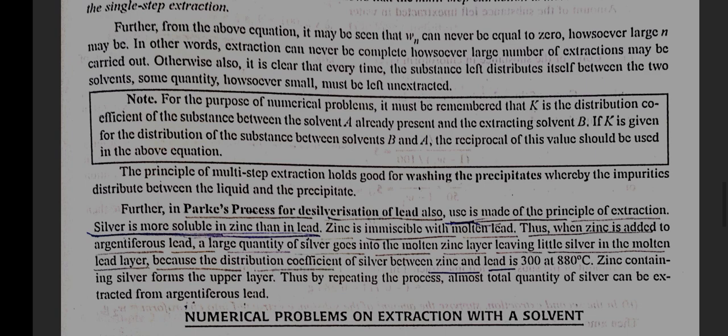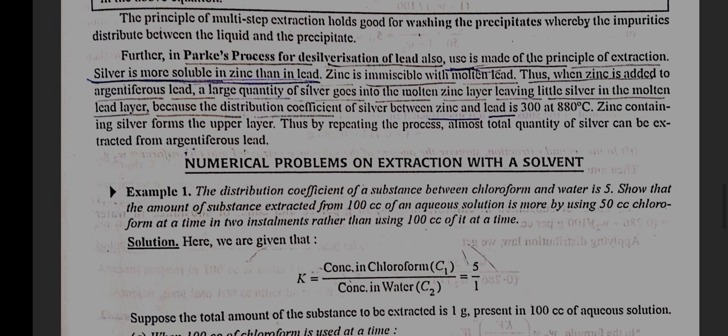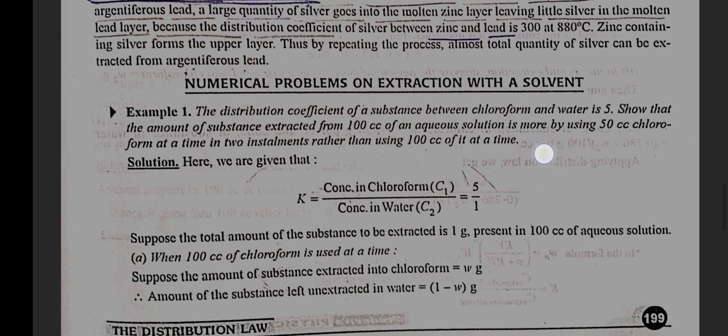Thus, when zinc is added to argentiferous lead, a large quantity of silver goes into the molten zinc layer, leaving little silver in the molten lead layer. Because the distribution coefficient of silver between zinc and lead is 300 at 880 degrees Celsius, zinc containing silver forms the upper layer. Thus, by repeating the process, almost the total quantity of silver can be extracted from argentiferous lead.